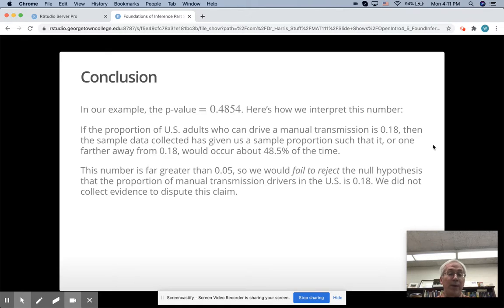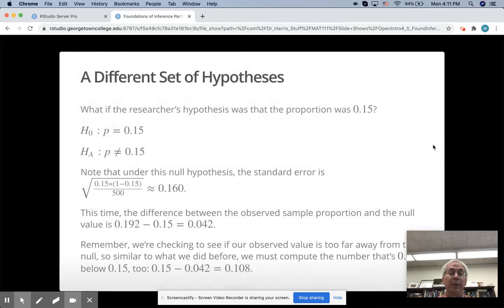Since 0.485 is bigger than 0.05, we're going to fail to reject the null hypothesis. So we don't have evidence that 0.18 is a bad number to choose for this proportion. We did not collect evidence that disputed the claim. So again, on the first pass, we calculate a p-value, in this case using pnormGC, and then we ask, is the p-value bigger than 0.05? If so, fail to reject the null hypothesis, but if it happens to be less than 0.05, we're going to reject the null hypothesis in favor of the alternative.